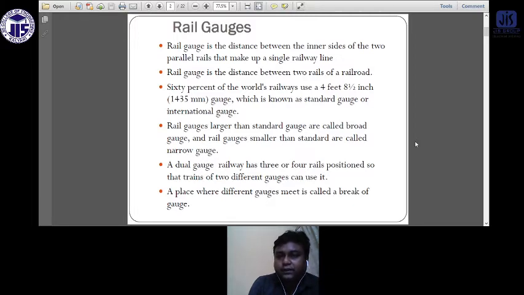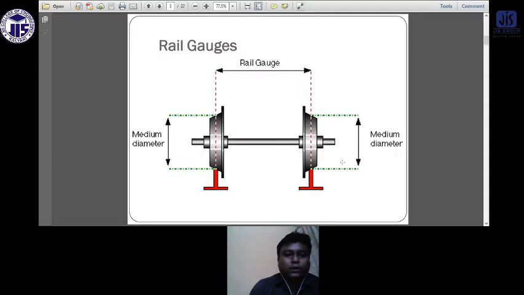So the standard is 1.435 meter, and if the gauge is more than the standard gauge, it is a broad gauge. If it is less than the standard, it is the narrow gauge. You can find narrow gauge or meter gauge in hilly areas, and broad gauge in normal plain terrain. A dual gauge railway has three or four rail positions so that trains of two different gauges can use it. A place where different gauges meet is called a break of gauge.